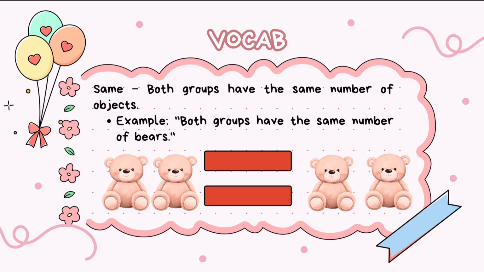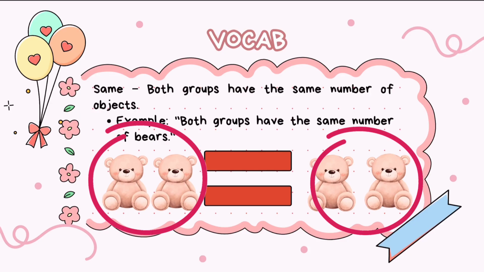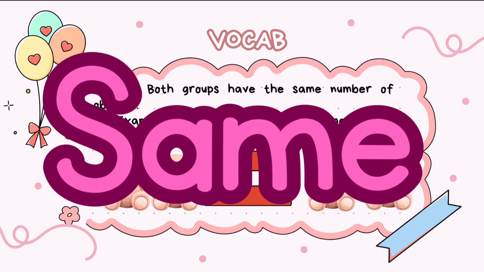Our next vocabulary word is same. When something is the same, that means that both groups have the same number of objects. So an example of this, guys, is both groups had the same number of bears. We have 2 bears on one side and 2 bears on the other side. That means they're equal or the same. Can you say same? Same. Great job.